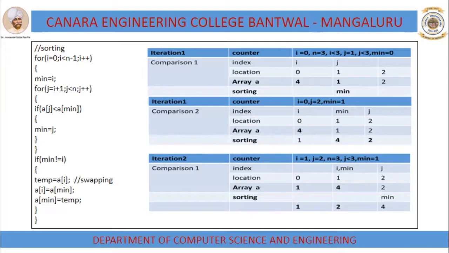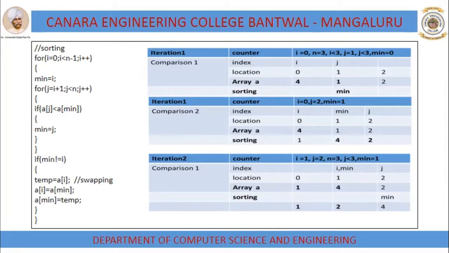So for i equal to 0, i less than n minus 1, i plus plus. The outside for loop here specifies the number of times to scan the array. Now i goes from 0 to n minus 1. Here n I have taken as 3, so n minus 1 becomes 3 minus 1, that is 2. So i can run from 0 and 1. That is the limit we have given over here. Next, I have given minimum equal to i.